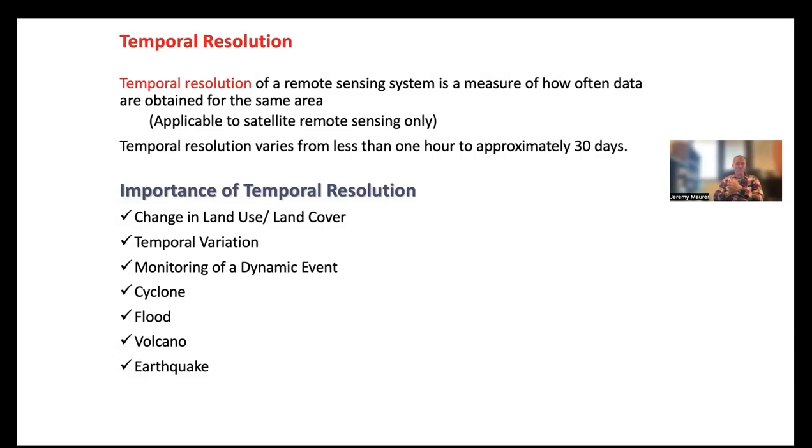Variation, we've already shown the example of how a city development over time can be seen using remote sensing data. Monitoring of a dynamic event, so tectonic events, floods, hurricanes, volcanoes, earthquakes. These are all things that are happening in time, and we want to be able to monitor them in time and see how things are changing. So this is the importance of temporal resolution.